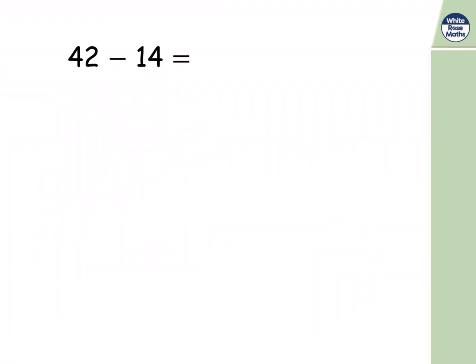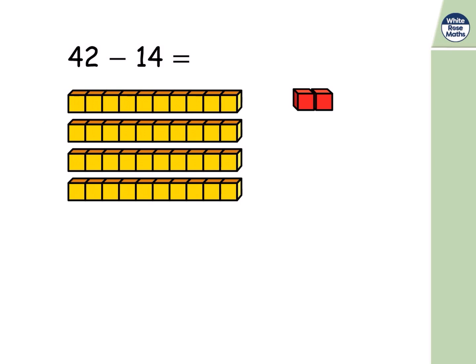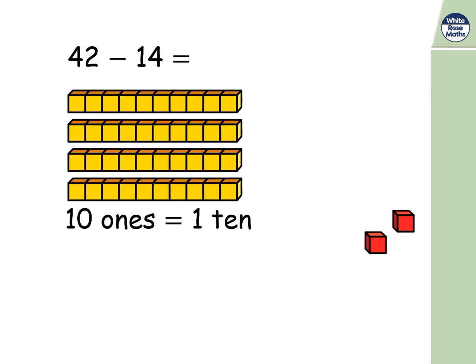So what about 42 subtract 14? First of all, let's represent the whole. We need 2 1s and 4 10s. And now we're subtracting 14. We're starting with the 1s. I'll take 2 1s. I need 2 more. I can't get them from this 10. I need to exchange. 10 1s are equal to 1 10.